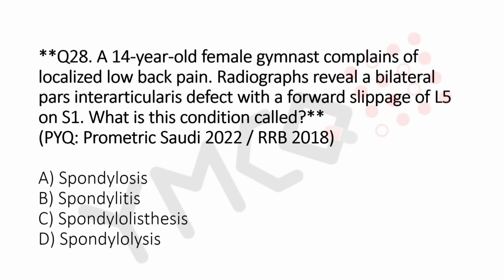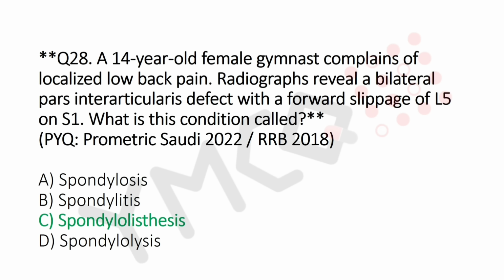What is the condition called? Option A, spondylosis. Option B, spondylitis. Option C, spondylolisthesis. Option D, spondylolysis. And the answer is option C, spondylolisthesis. The listhesis part of the word means slippage, because L5 has slipped forward over S1 due to the pars defect. It is spondylolisthesis. Okay.